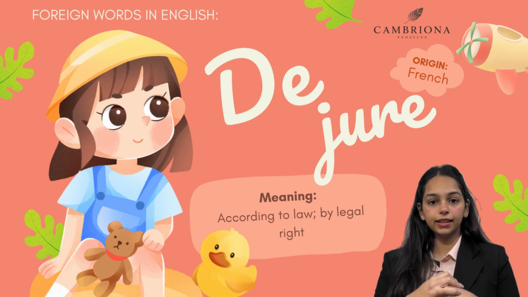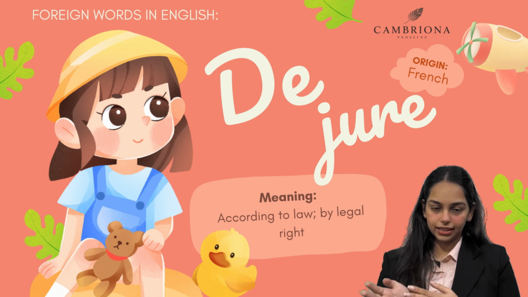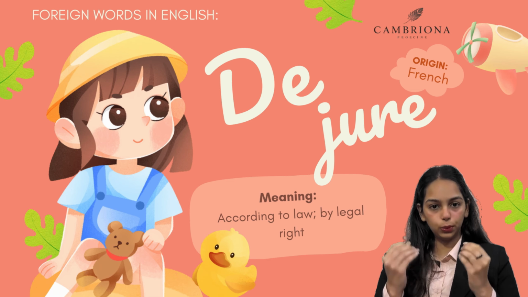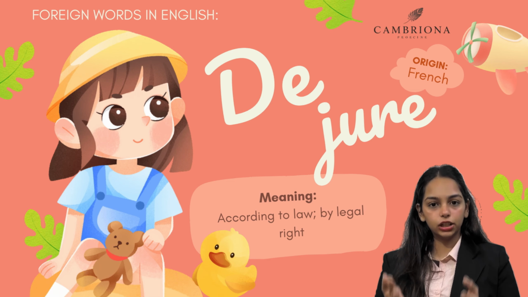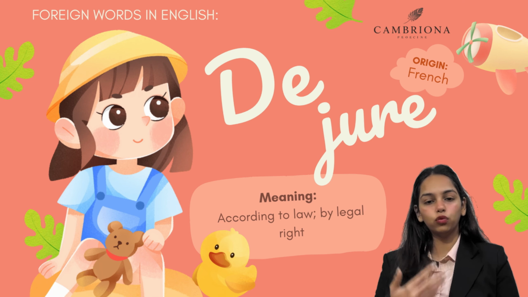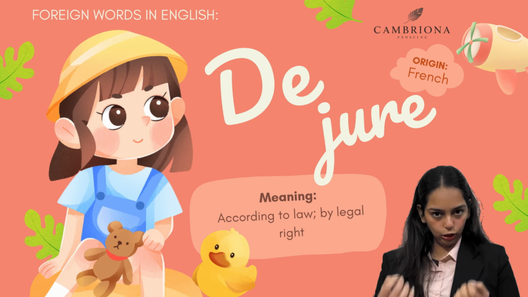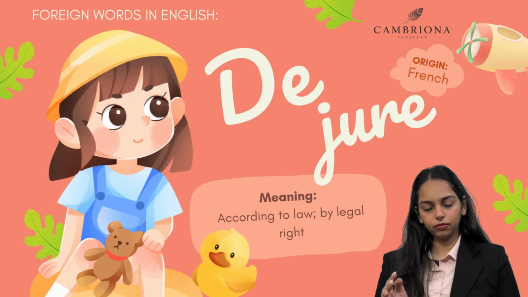The next is de jure. The meaning is according to law, by legal rights. Basically something which is given to you by law, that is your legal right, right? जैसे कि your right to speech, your right to vote, that is given to you by law, और वो आपका right है.